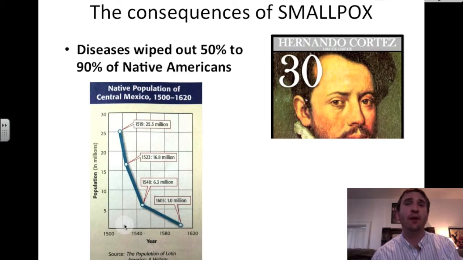The consequences of smallpox in data form. The diseases of the Columbian Exchange, including smallpox, wipe out 50% to 90% of Native Americans, depending on what historian you ask. Now, the native population of central Mexico is an example of this complete wipeout. Let's look at this more closely. Hernando Cortez and his men reached central Mexico around 1500. About 100 years later, in 1605, the Aztec Empire only had 1 million people left. That's not because of Cortez's weapons and strong military. That is because of the smallpox that he and his fellow Spaniards brought.